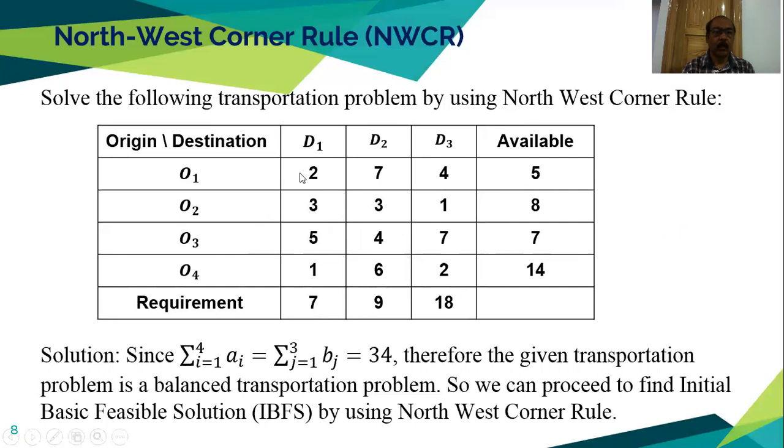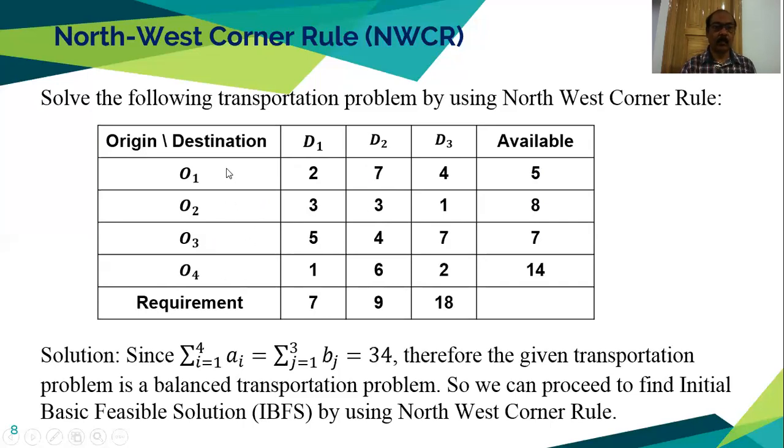So these are the costs of shifting a commodity from origin O1 to the destination D1. 7. What is the 7? The transportation cost of shifting 1 unit of commodity from origin 1 to destination 1. This is 4, from origin O1 to destination 3, and these are the availabilities: 5 at the origin O1, 8 at the origin O2, 7 at the origin O3.